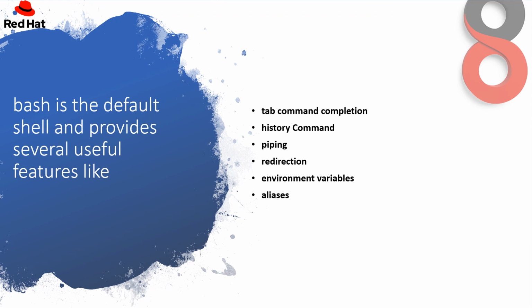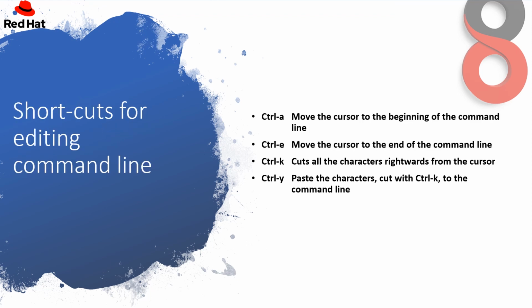Shortcuts for editing the command line. You can use Ctrl-A to move the cursor to the beginning of the command. We can use Ctrl-E to move the cursor to the end of the command line. Ctrl-K helps in cutting all the characters rightwards from the cursor.